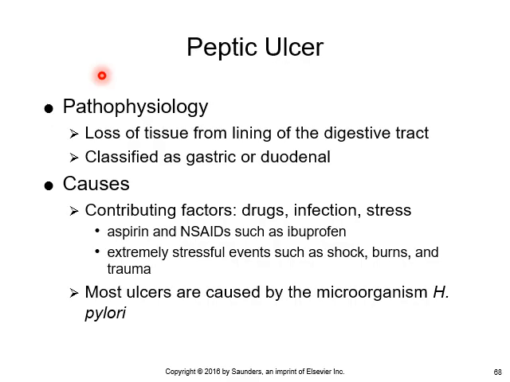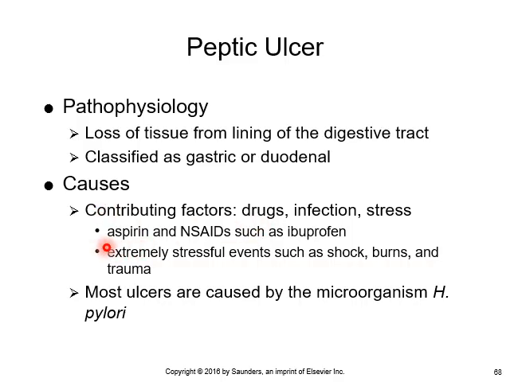Peptic ulcer happens when there is a loss of tissue from the lining of the digestive tract, and it's classified as gastric or duodenal based on the placement. Gastric is in the stomach, duodenal is in the small intestine. It could be caused by drugs, infection, or stress.